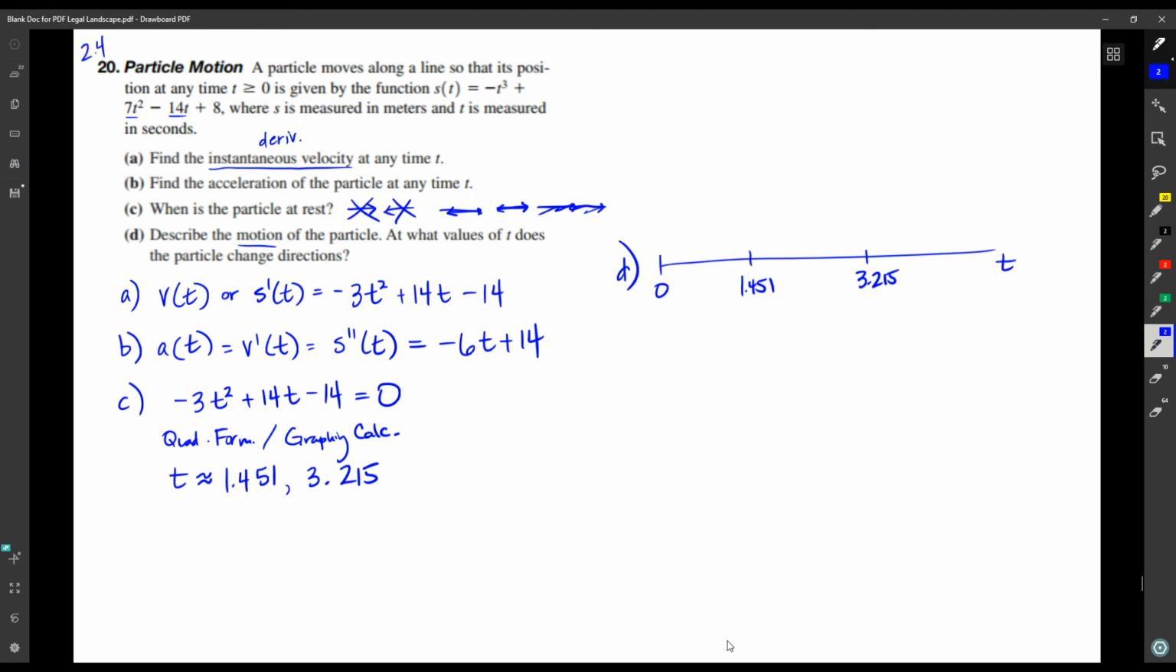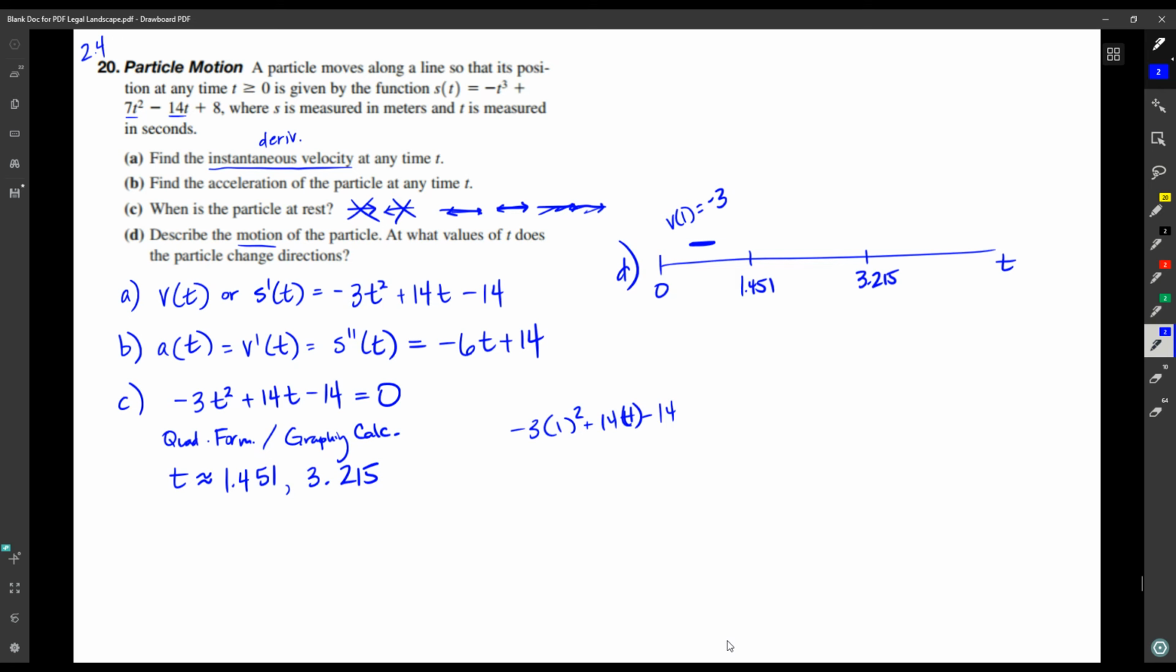So let's pick a test value, something between 0 and 1.4. I like 1. So what is the velocity at 1? I'm going to work through this mentally. If I plug a 1 into the velocity function, that'd be negative 3 times 1 squared plus 14 times 1 minus 14. So negative 3 and then plus 14 minus 14. That's negative 3, but really my takeaway here is that the velocity is negative.